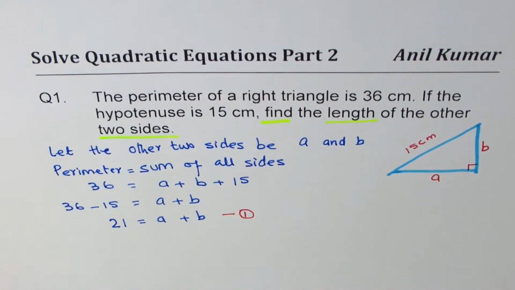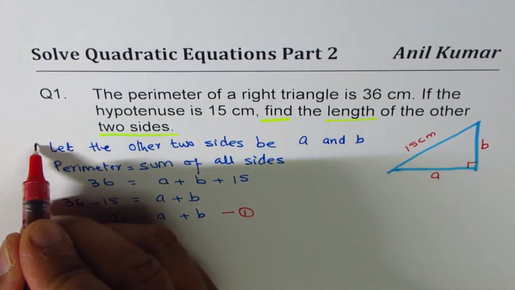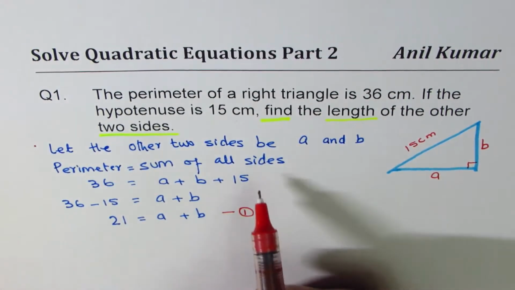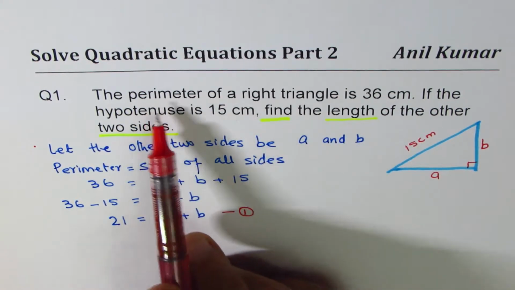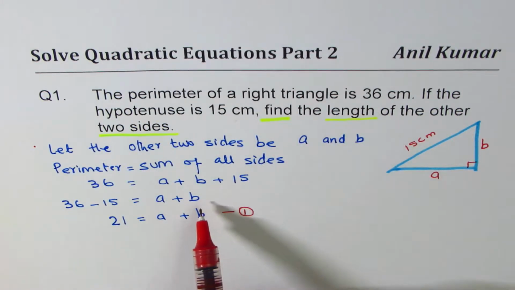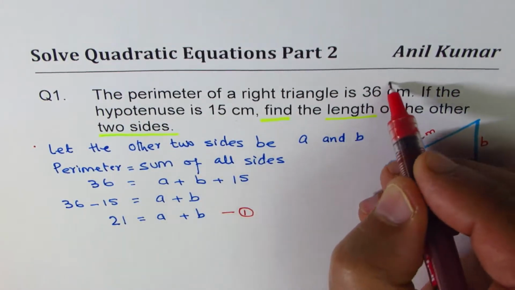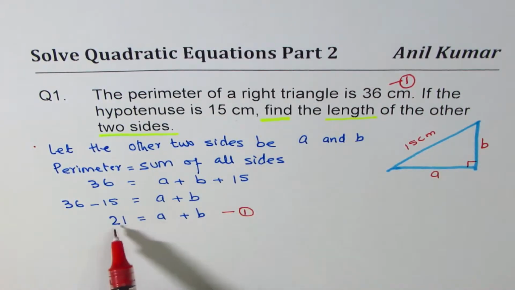So the strategy here is first define variables, right? So that's first step. And second, need to write equations depending on what is given to us. Every statement can be translated as an equation, right? So that's the first statement for us. And it simplifies to A plus B equals 21.